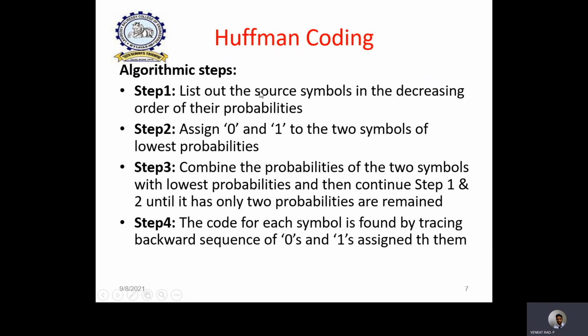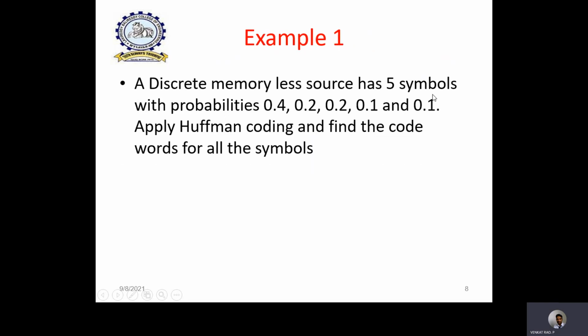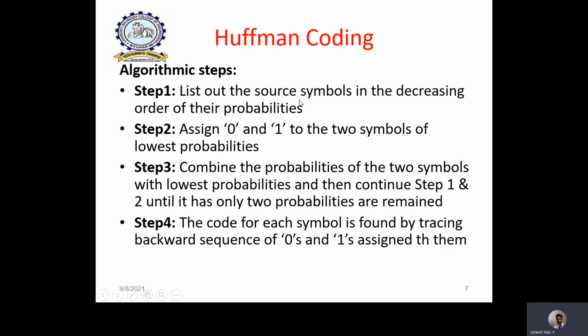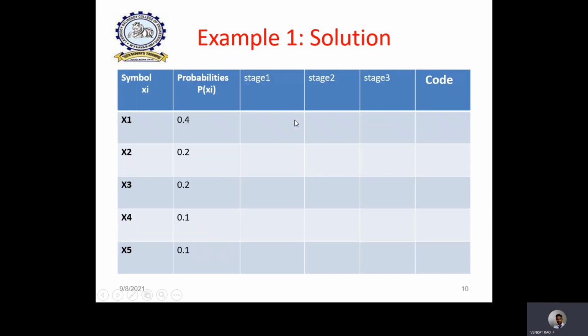Here we know about the source symbols. How many source symbols are there in this example? 5 symbols. Let us assume those 5 symbols as x1, x2, x3, x4 and x5, and corresponding probabilities as p of x1, p of x2 and so on. So the first step is to list out the source symbols in the decreasing order of their probabilities. That means all the symbols must be arranged such that the highest probability symbol is written first and the lowest probable symbol is kept at the bottom.